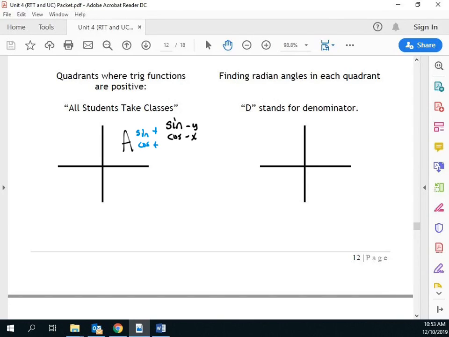And then we go into the second quadrant. What trig function is positive in the second quadrant? Cosine is the x-axis. Sine is the y-axis. So in the second quadrant, which axis is positive? It's going to be the y. So, in this quadrant, sine is going to be positive.